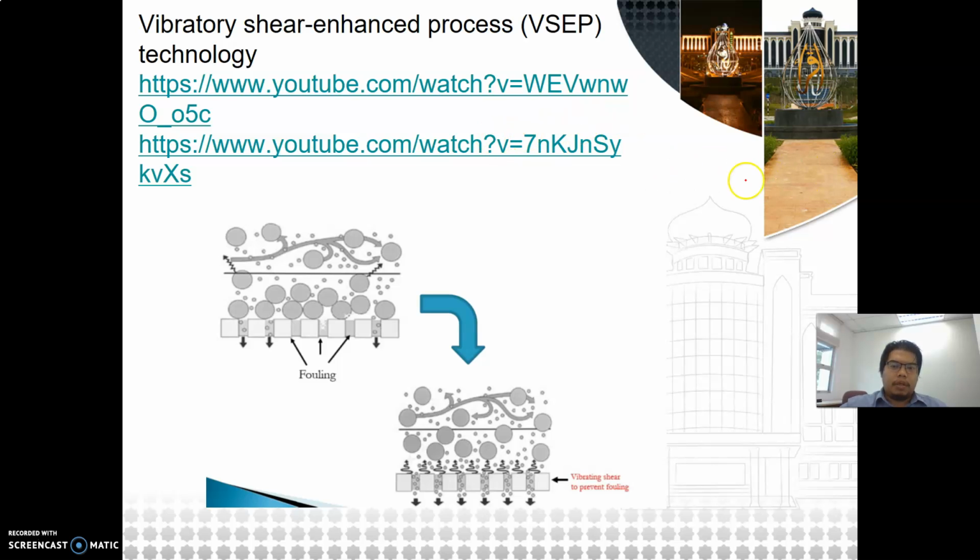So for example, here is the particulate that is accumulated on the membrane surface. What we do is we introduce the vibrating shear here, and then we will remove this particulate from the feed. It removes all of the particulate, so it will prevent the membrane fouling, and we can use our membrane for a longer time.